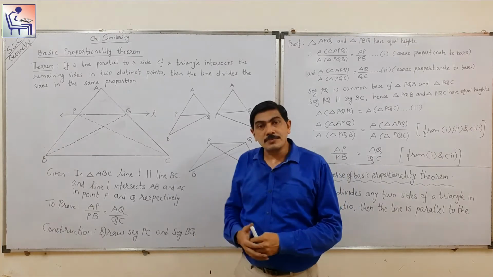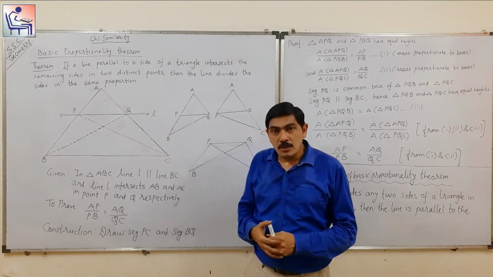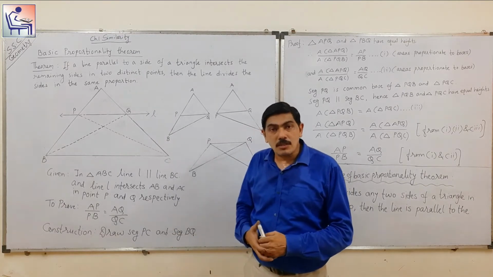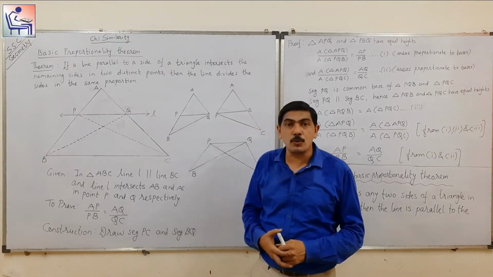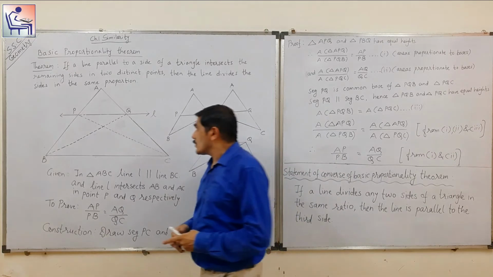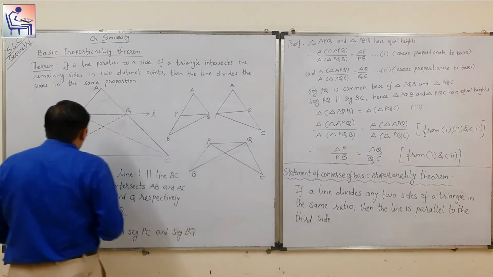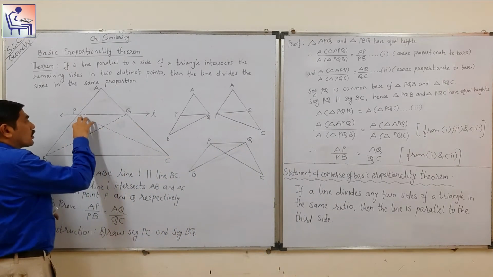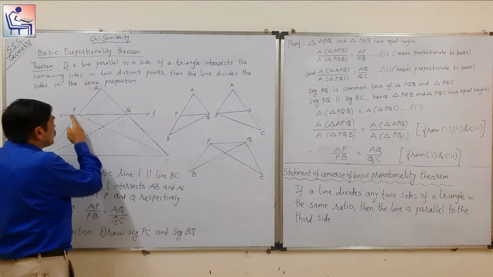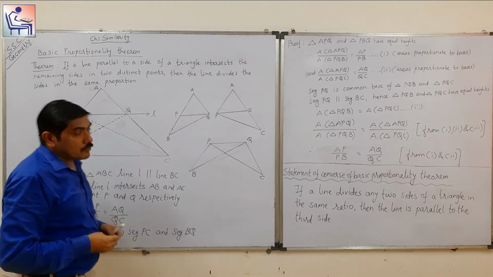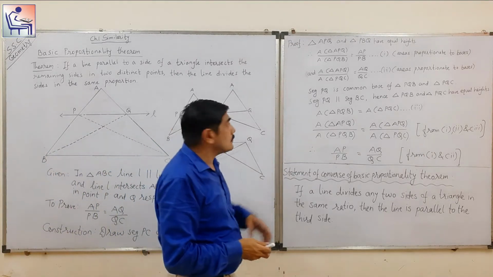Now construction. To prove this theorem, we have to use a construction. Draw segment PC and segment BQ. Because of segments PC and BQ, we get two triangles, triangle PQB and triangle PQC. Now we have to see the proof.